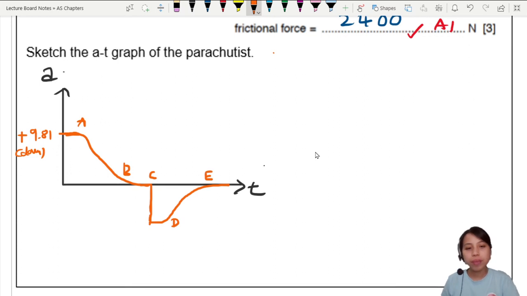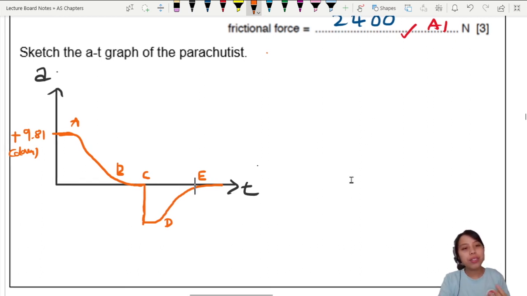That's point E. So these acceleration graphs may vary very slightly, but generally the main characteristics are there. You start off at 9.81, you decrease to 0. Then you become negative. Acceleration goes to the negative part and then decreases to 0 again.